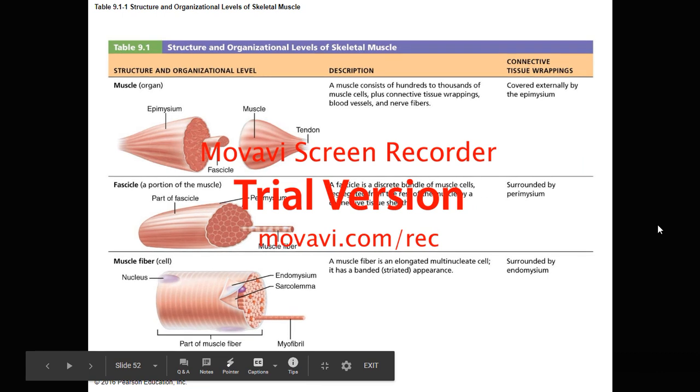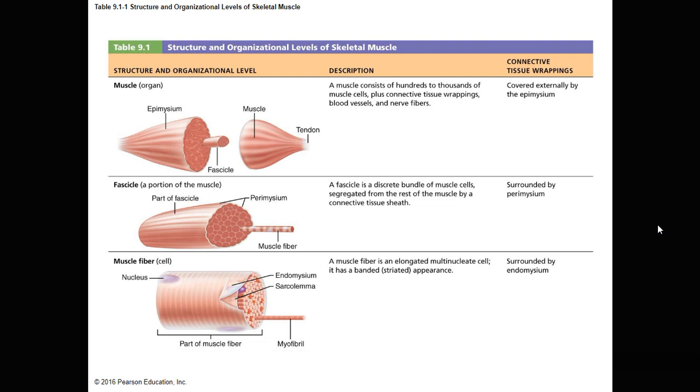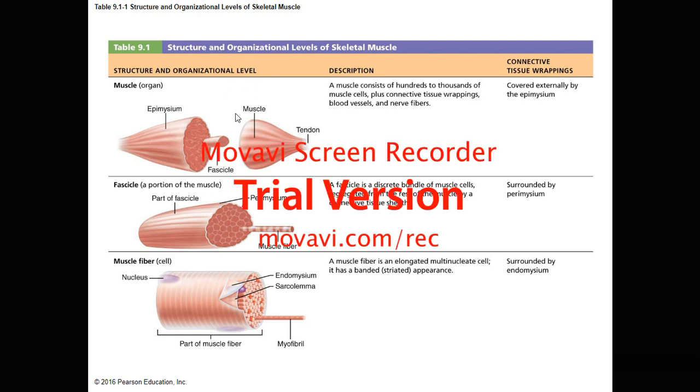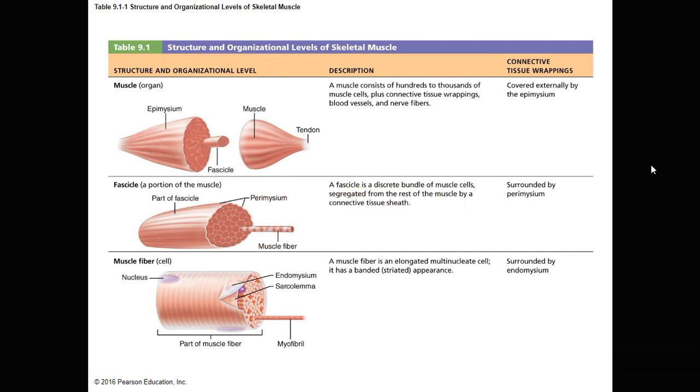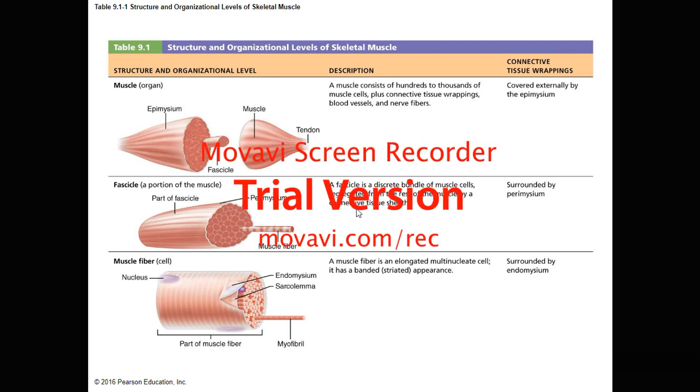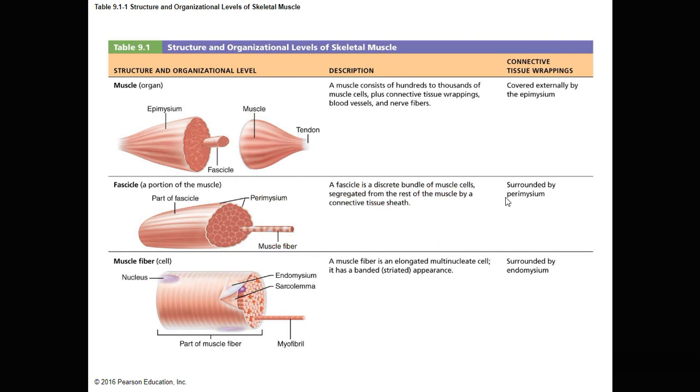This is a table that is summarizing what we just saw in the figure. Again, you have the epimysium that covers the entire muscle. But muscle is composed of muscle cells, and these muscle cells are packed into bundles called fascicles, and the fascicles are surrounded by the perimysium.